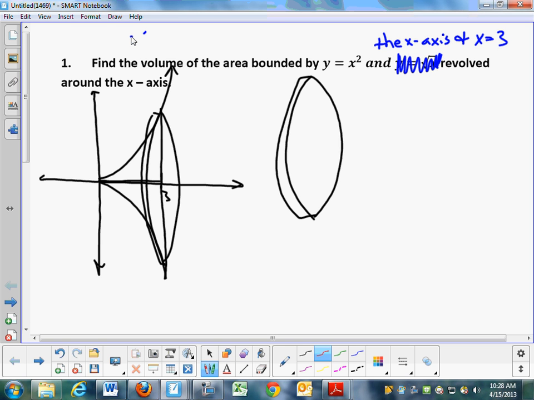So what I need to do is express the volume of that disc. First of all, what is the width? Good. This is dx.